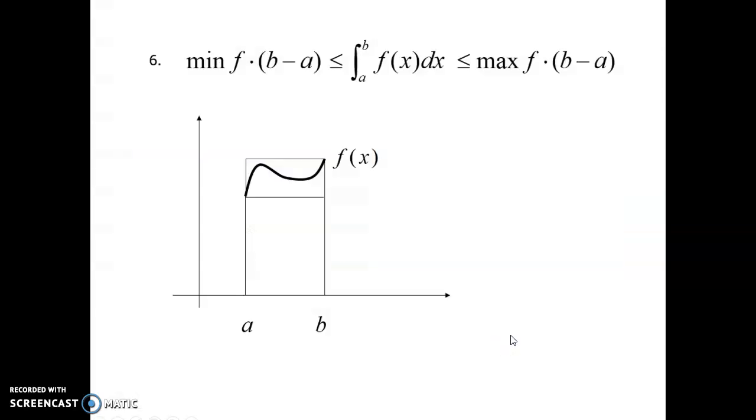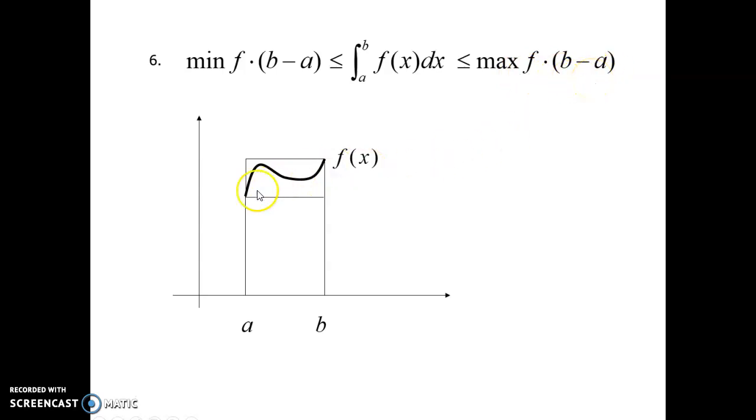Rule number 6, again, I'll try to describe this one. We don't use this one that much, but every once in a while it might come into play. The definite integral from a to b of a function is somewhere between, less than or equal to, the minimum of the function over the interval and the maximum of the function over the interval.